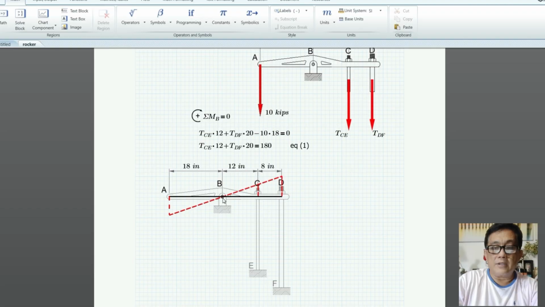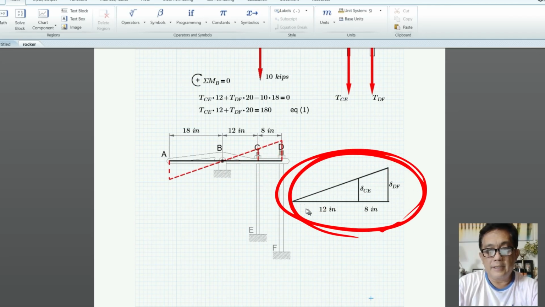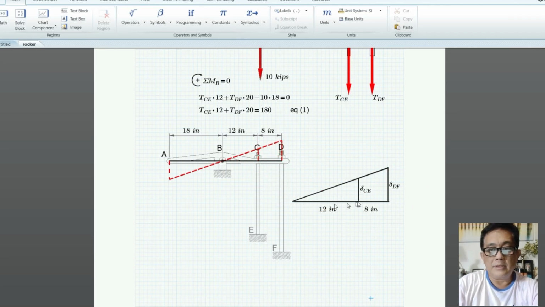For now, let's focus on the triangles on the right of point B. Let's draw a bigger triangle. So here's the triangle again. This is the 12-inch distance from B to C, and this is the 8 inches distance from C to D. And this one is the elongation of rod CE. Let's call that delta sub CE. This one here is the elongation of rod DF, and let's call that delta sub DF.